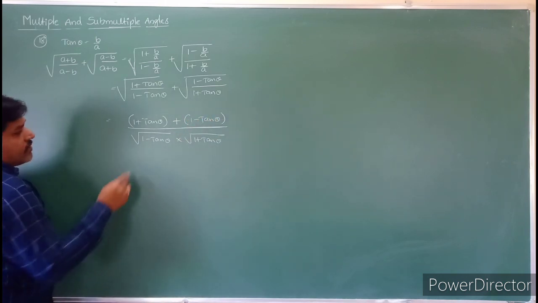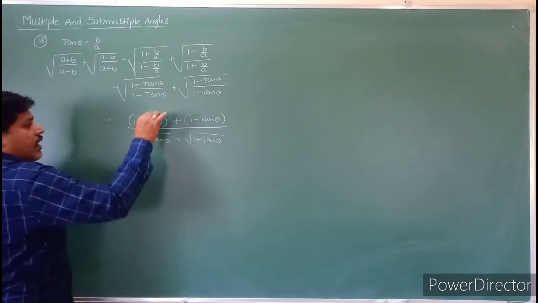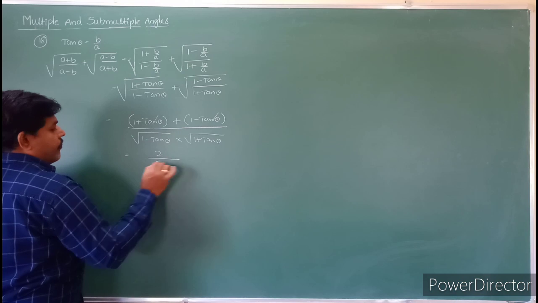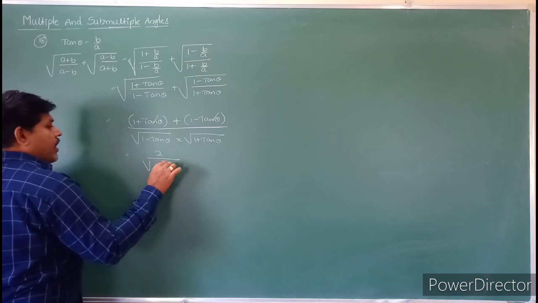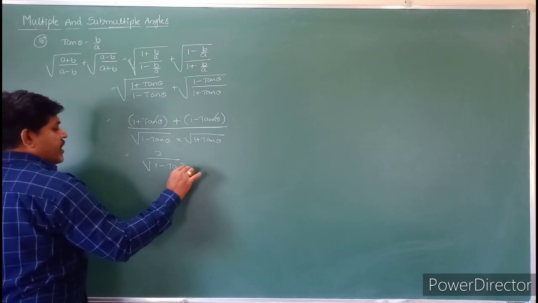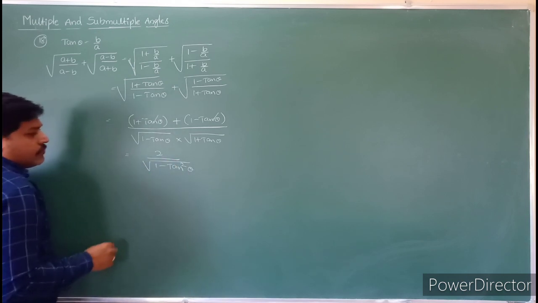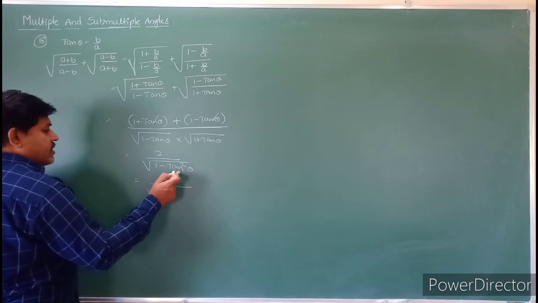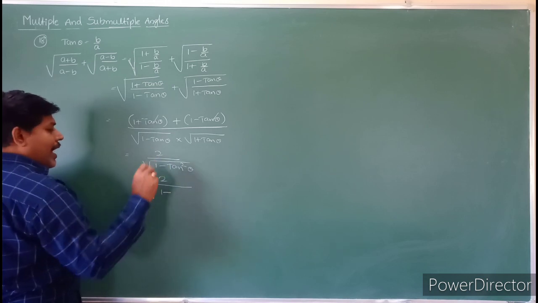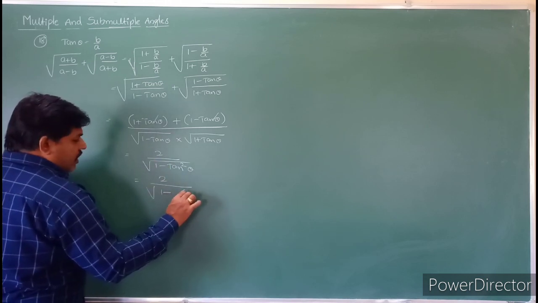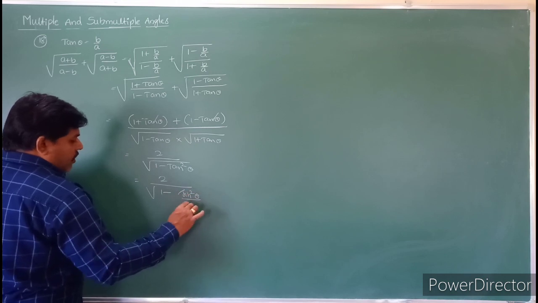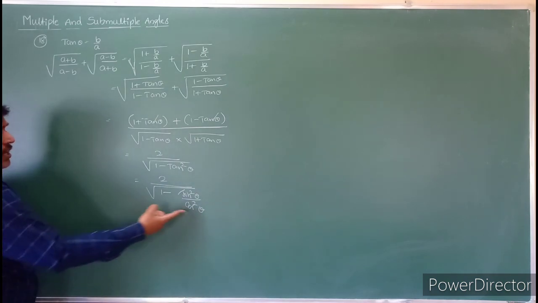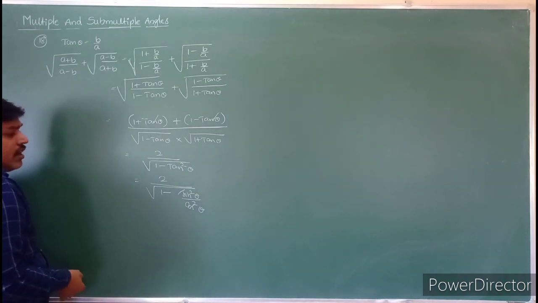So what is the term that will be cancelled here? Tan theta and tan theta will be cancelled. It will become 1 plus 1, that is 2, by root of 1 minus tan square theta. Here 2 by root of 1 minus tan square theta, you can write tan square theta as sin square theta by cos square theta, and take the LCM as cos square theta. What happens?